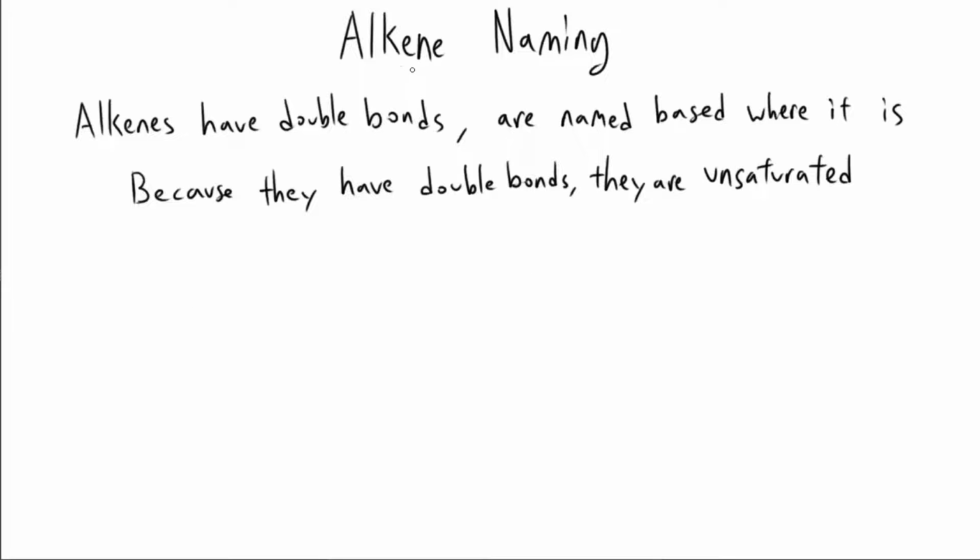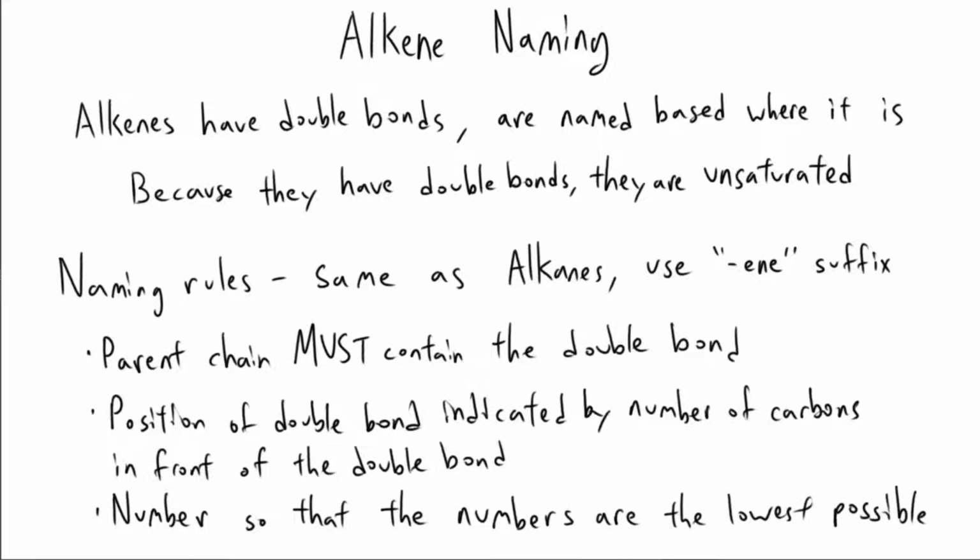Next are alkenes. Alkenes have double bonds and are named based on where the double bond is. Because they have double bonds, they are unsaturated with hydrogens. The naming rules for alkenes are the same as alkanes, except you use the ene suffix. The parent chain must contain the double bond, even if it is not the longest chain. And the position of the double bond is indicated by the number of carbons in front of it. And you want to number it so that it's the lowest possible.